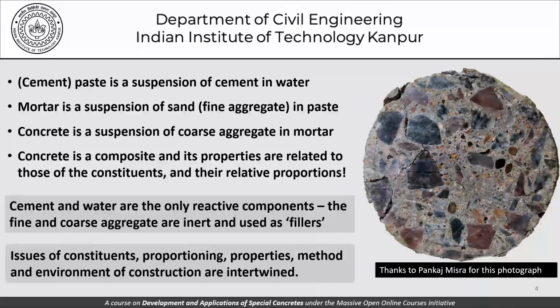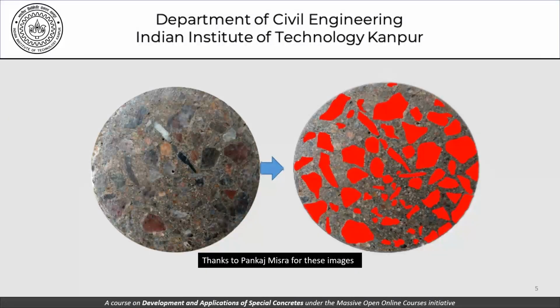The properties of this material are related to its constituents and their relative proportions. The fact that cement and water are the only reactive components, and the coarse aggregate and the fine aggregate are only fillers. And of course, the issues of constituents, proportioning, properties, method and environment of construction are largely intertwined. So today's discussion is focused on proportioning issues, the concepts. This clearly shows that the coarse aggregates are separated from each other.